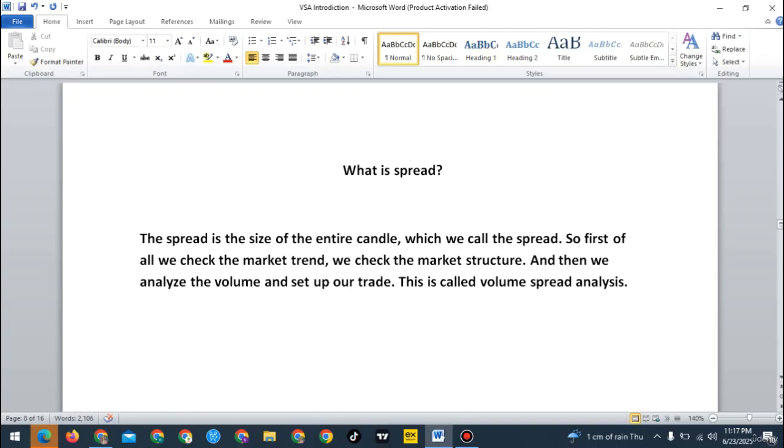What is spread? The spread is the size of the entire candle, which we call the spread. So first of all, we check the market trend, we check the market structure, and then we analyze the volume and set up our trade. This is called volume spread analysis.